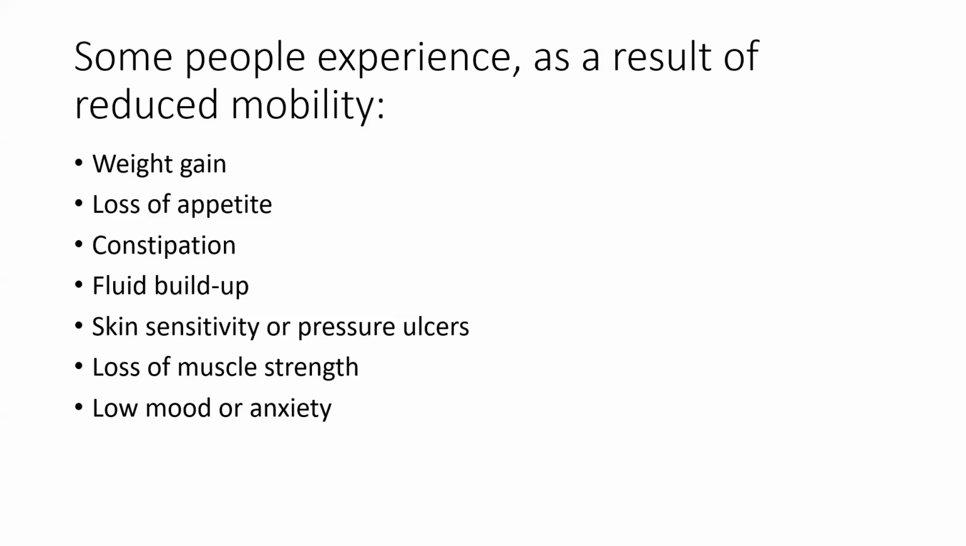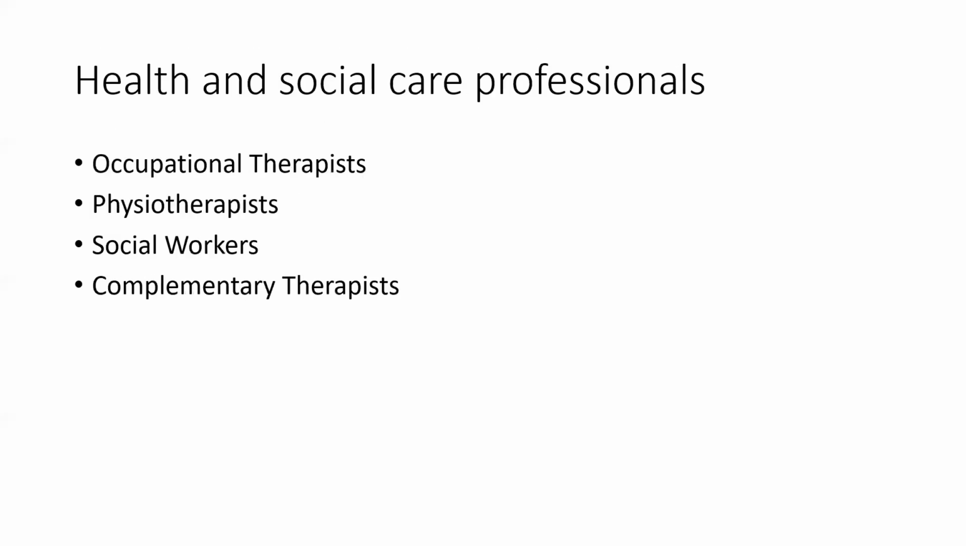Some people may experience loss of muscle strength if they're not mobilizing well, so they're not then exercising well. Their muscles can become weak, which can then mean that activities become more difficult, for example, or more tiring. And then also people with reduced mobility may experience low mood or anxiety as a result of that. So being less mobile, it means that people may need additional help with activities such as washing and dressing. So it's important to be mindful of those things when we're doing people's care plans.